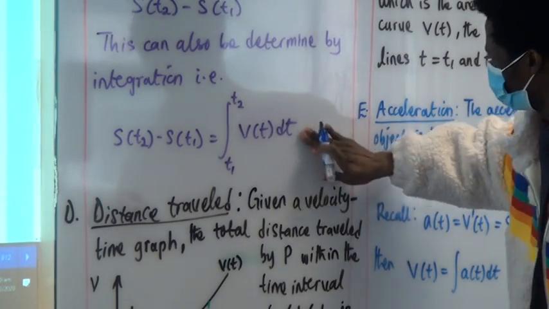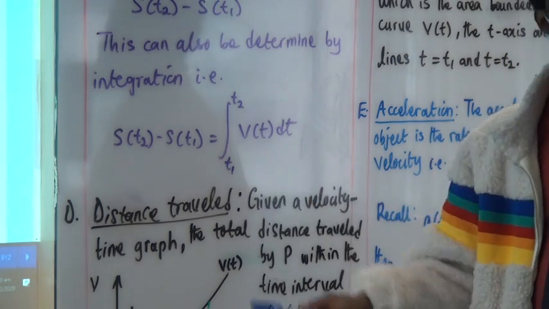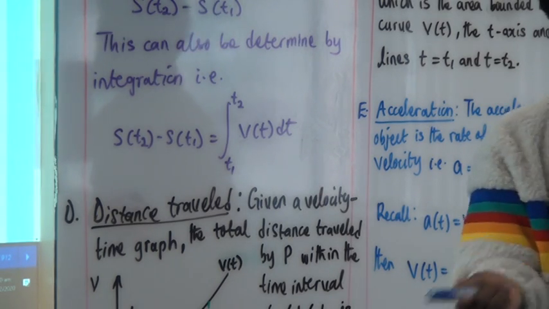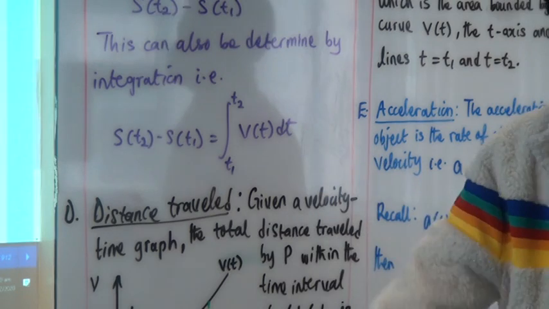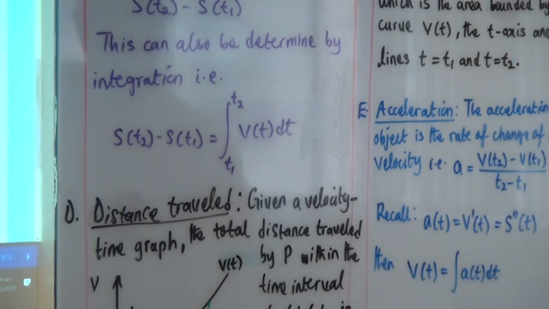Okay? So basically, what it's saying is that you don't have to first get your function S, substitute T2, substitute T1 and subtract, just find the definite integral. And you already know definite integral, so we don't need to waste so much time on that. And the next thing is total distance traveled.